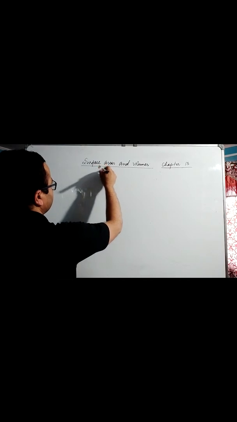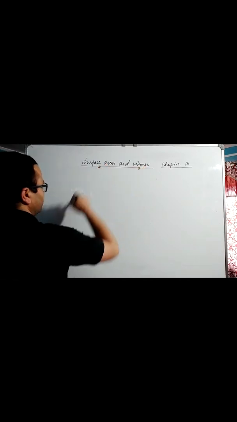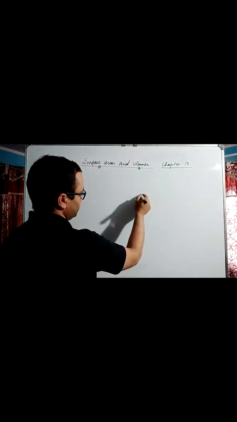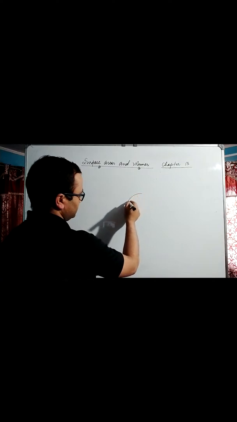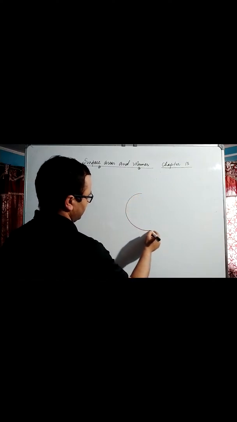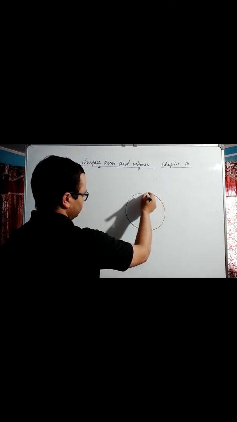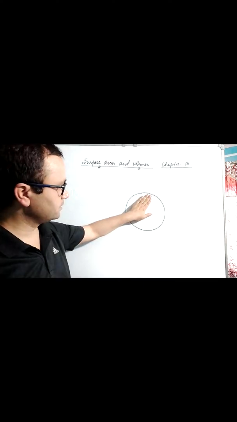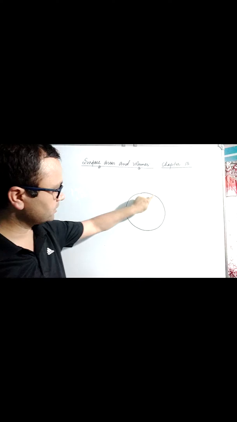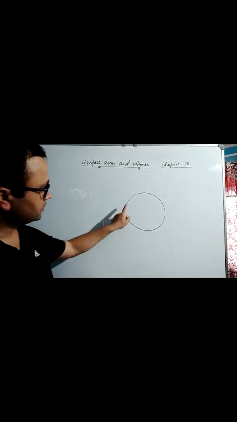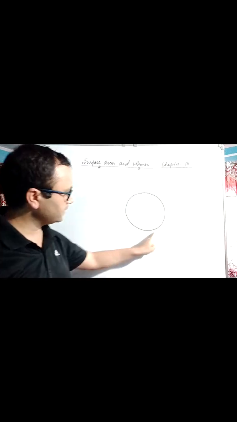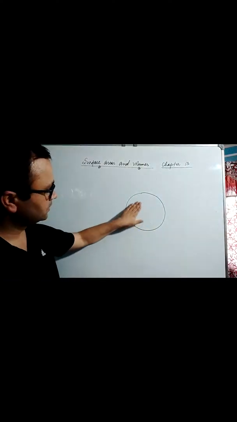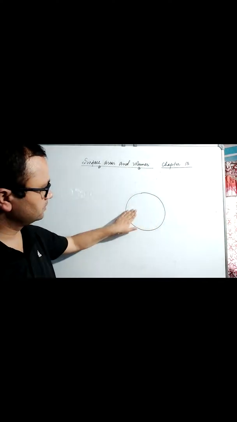Now we'll discuss surface area and volume. What do you mean by surface area? Surface area means the area bounded by any boundaries. Suppose it is a circle. The area enclosed by this ring is the surface area. This part is the surface area.